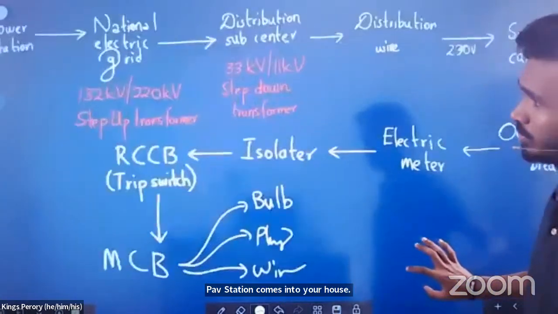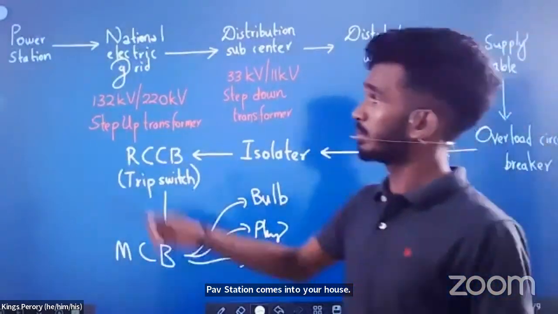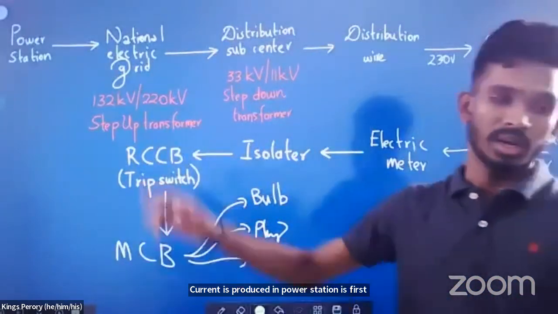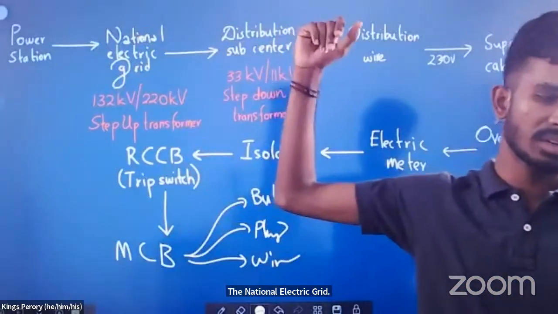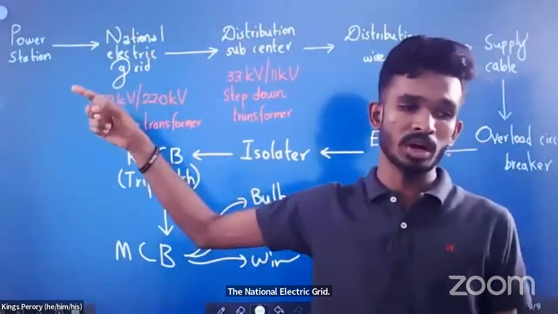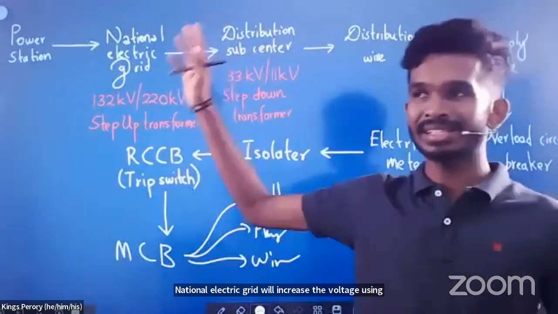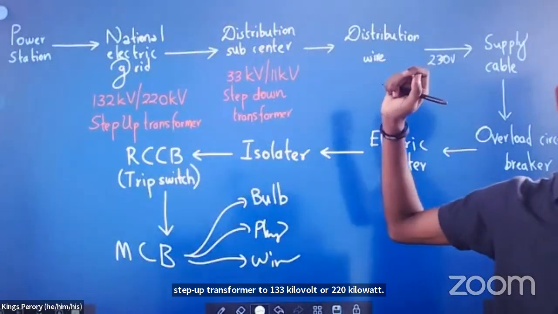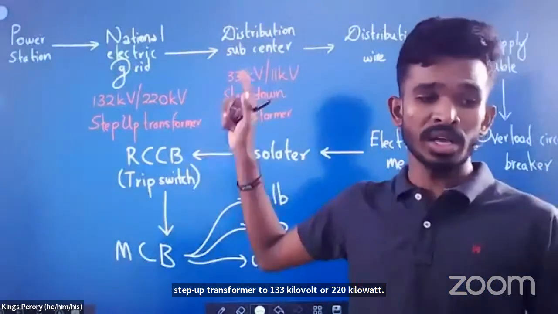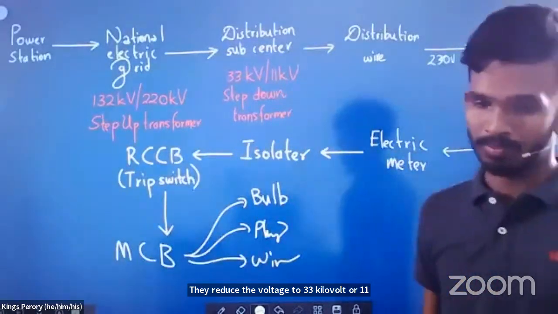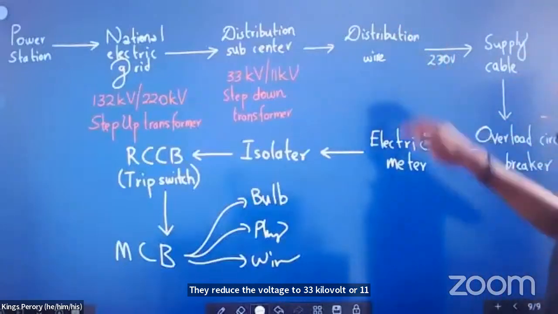Look at the path. Current is produced in the power station. It is first sent to the national electric grid. The national electric grid will increase the voltage using a step-up transformer to 132 kilovolt or 220 kilovolt. Next, they supply it to the distribution subcenter. They reduce the voltage to 33 kilovolt or 11 kilovolt using a step-down transformer. They send it into the distribution wire.